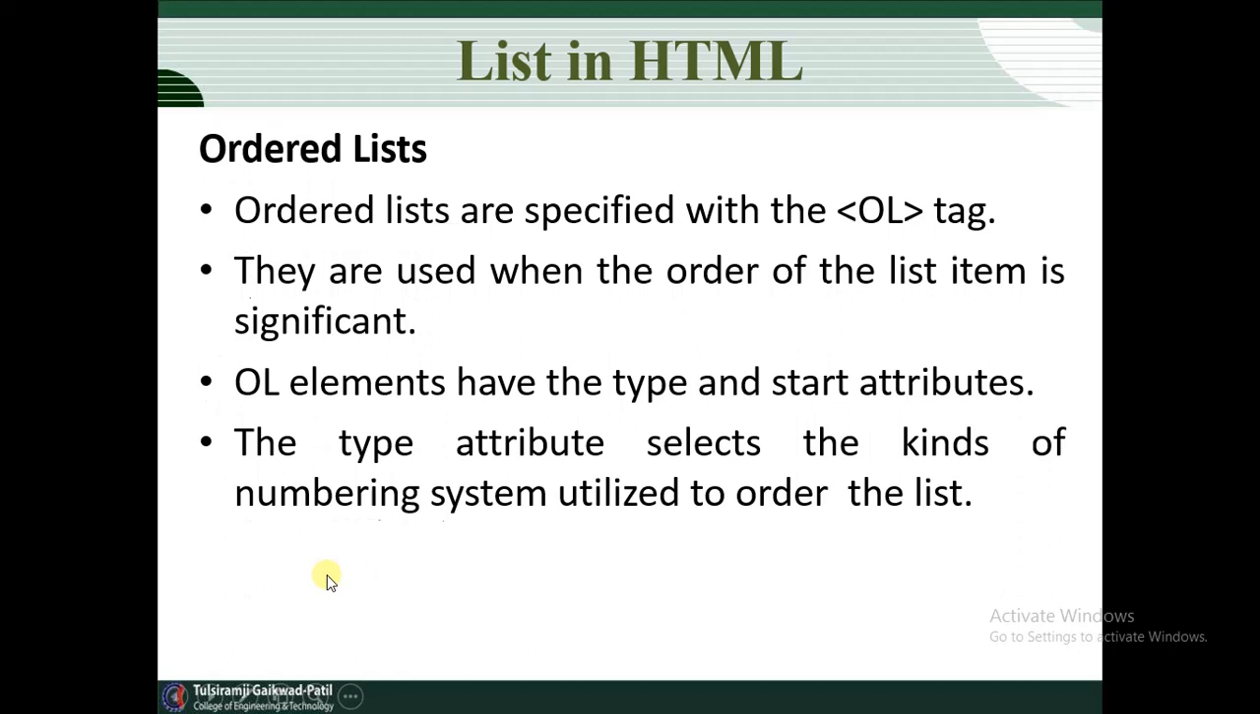Now the ordered list. Ordered lists are specified with the OL tag. They are used when the order of the list is significant. When it is necessary to write elements in a specific order, then we use the ordered list. The OL element has the type and start attributes. The type attribute selects the kind of numbering system used to order the list.